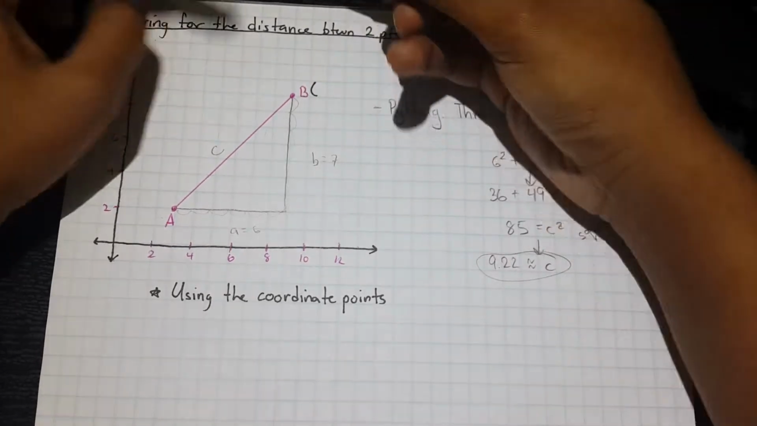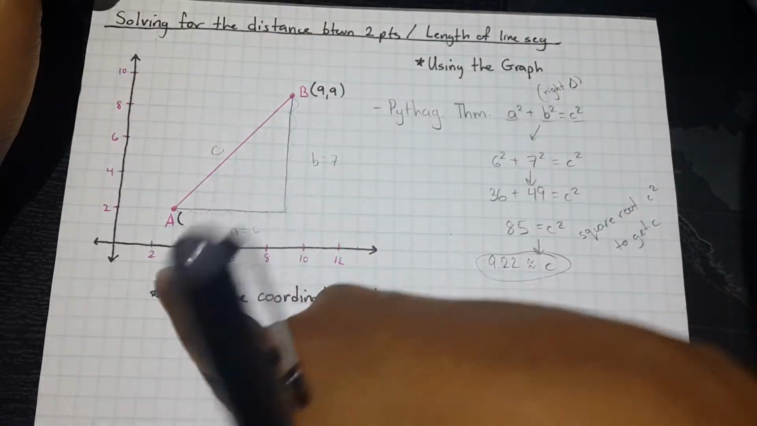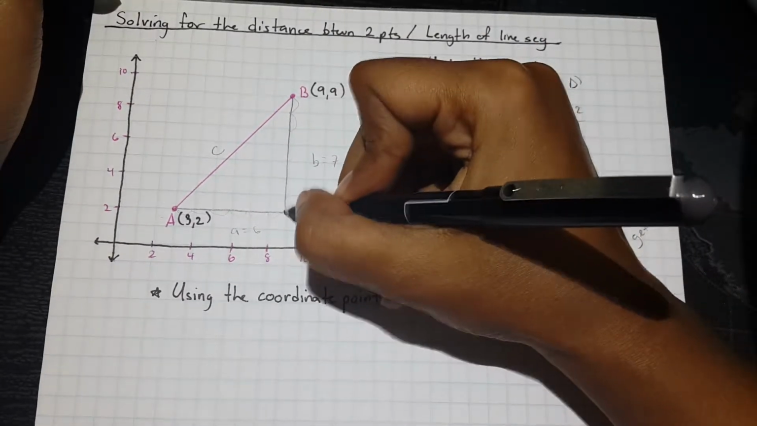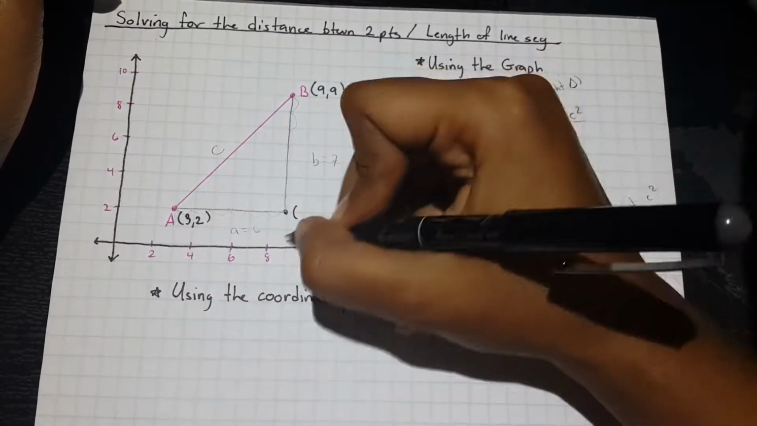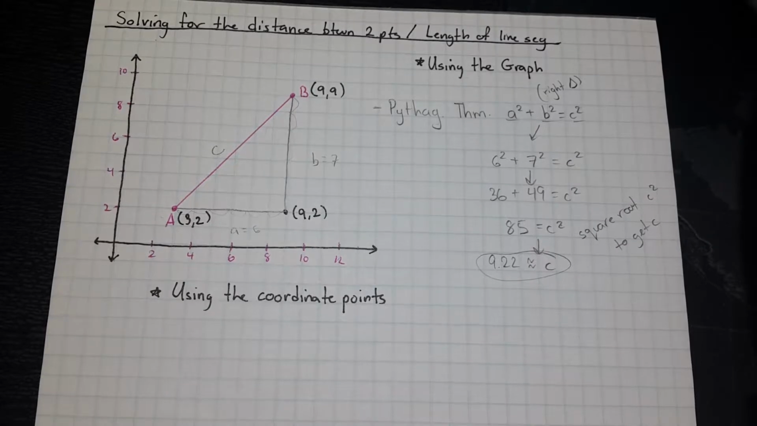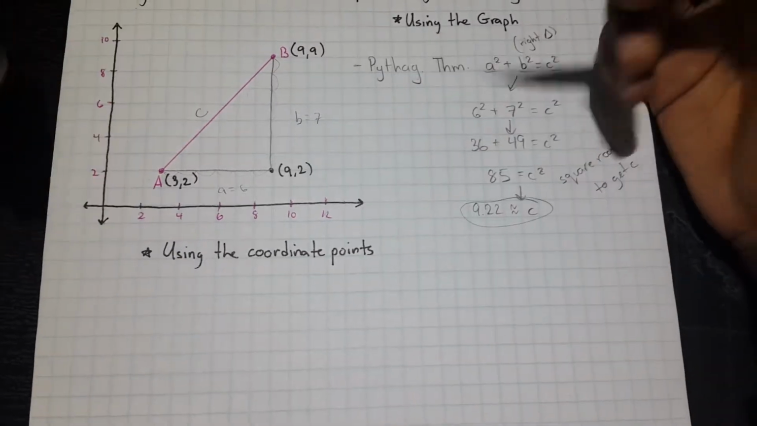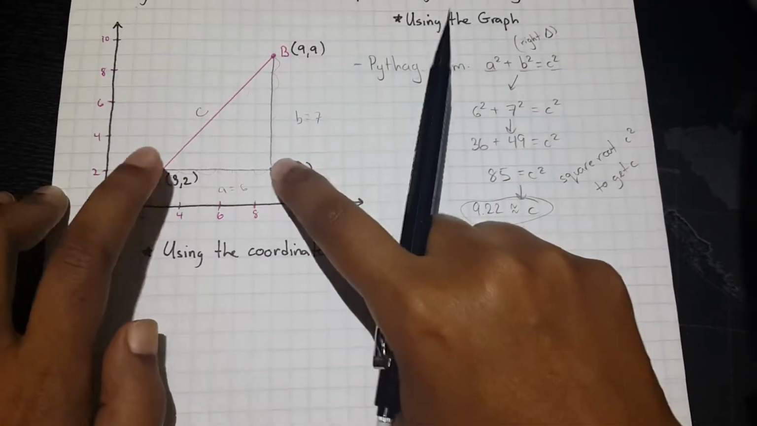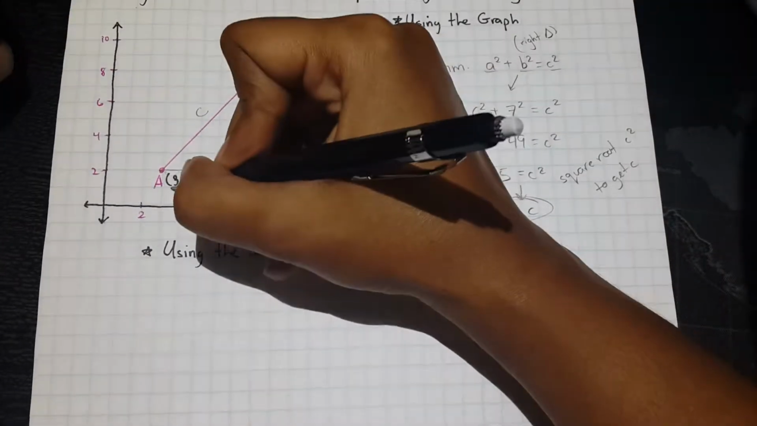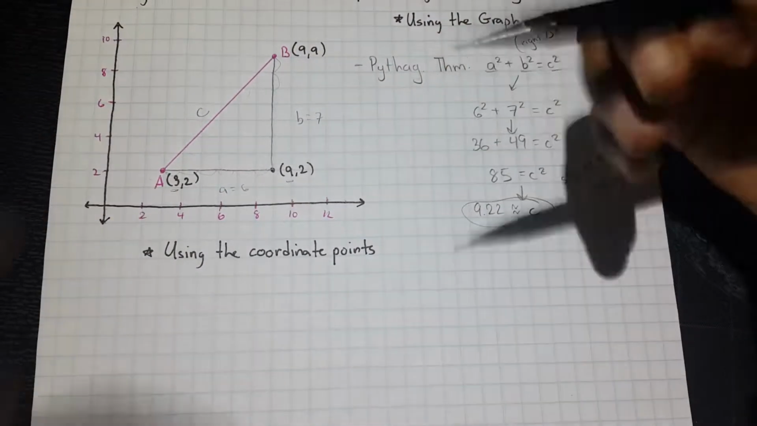So let's first identify B, and that's going to be 9, 9. Let's identify A, which is 3, 2. And let's also identify this point of intersection, which is going to be 9, 2. And that's going to help us create a general formula for solving for the distance between 2 points on a graph. Okay, so the first thing we did after we created our right triangle was that we found the length of the horizontal line and the vertical line. Well, in this case we can count, but if we're given coordinate points, well then counting won't help. We have to use those numbers to help us figure it out.